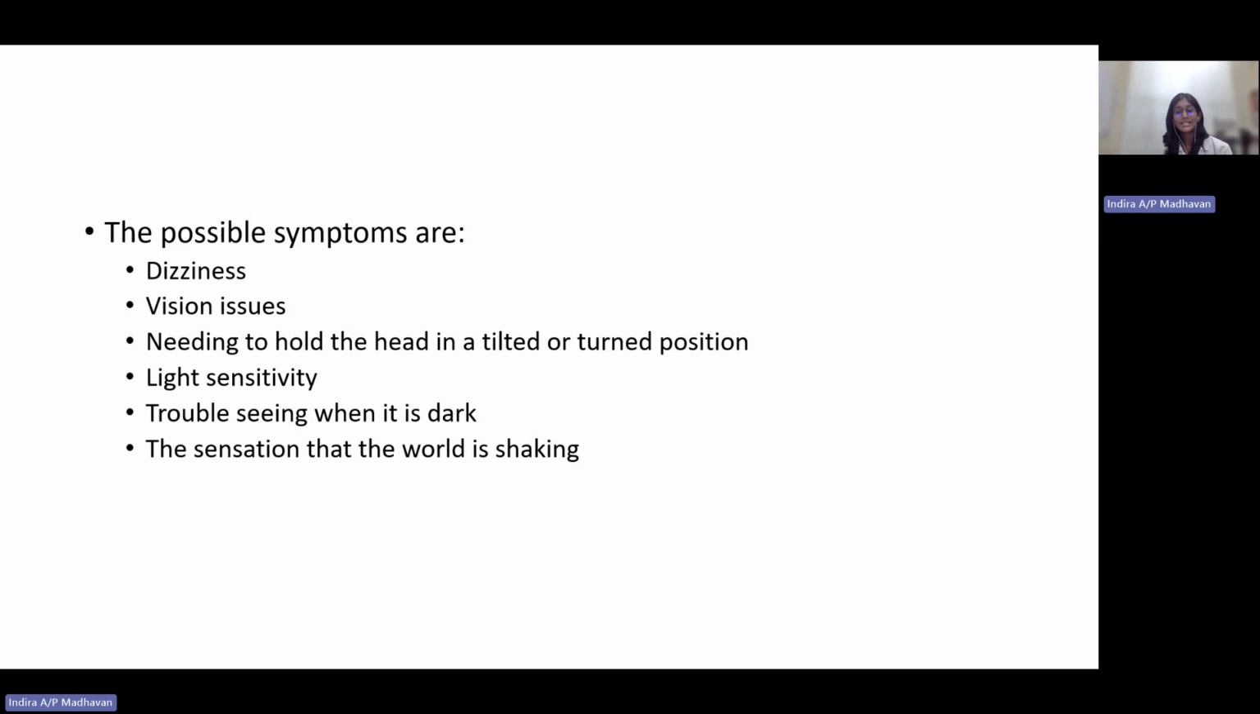Next is trouble seeing when it is dark. This is also another symptom because the eye keeps moving. So the absorption of the light in a dim area is going to be difficult because limited information is being absorbed by the eye. So that is also a trouble for the patient. And the sensation that the world is shaking will be there all the time, and it can be very annoying for this patient. So these are the symptoms that a patient would have if they have nystagmus.